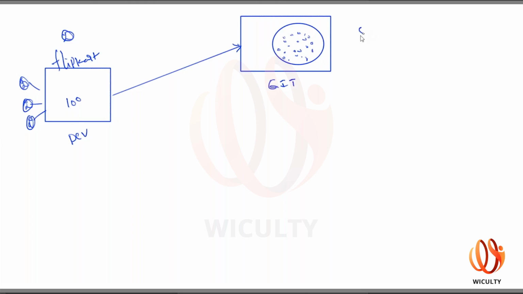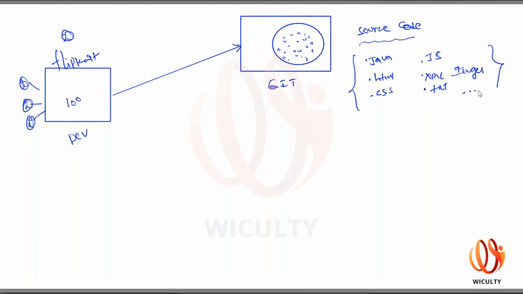Okay, so here we have the source code. Source code can be anything, right? It can be .java, there may be some HTML files, some CSS files, some JavaScript, some XML files, maybe some TXT files, images, and things like that. There can be anything. We don't worry about this. It's the responsibility of developers.